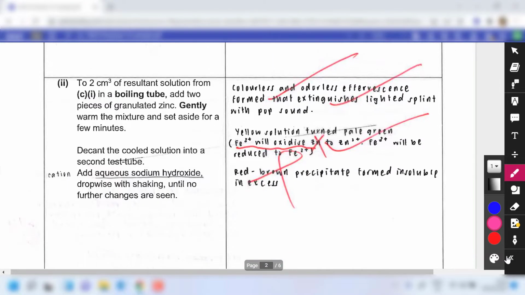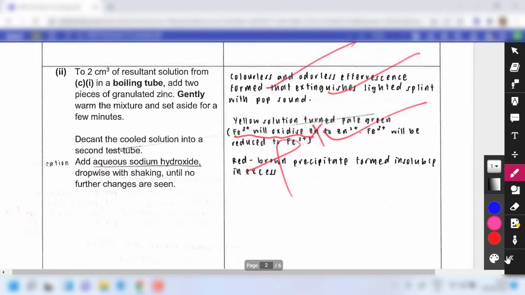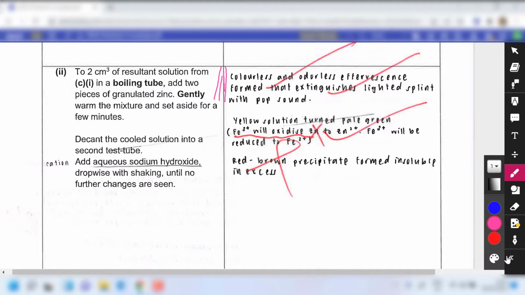Okay, and then this particular portion, I think we did discuss in the lab demonstration. So when you add the two pieces of granulated zinc and then you warm it, the warming is really to accelerate the displacement reaction. So again, this can be done quite easily. Colorless, odorless gas, which extinguishes a lighted splint or a burning splint with a pop sound. So pop sound here.